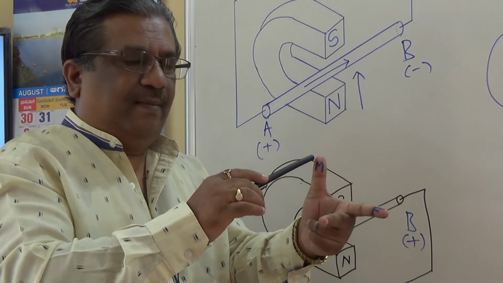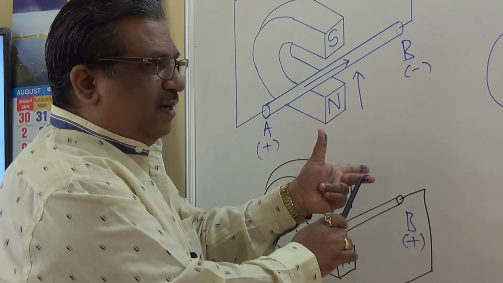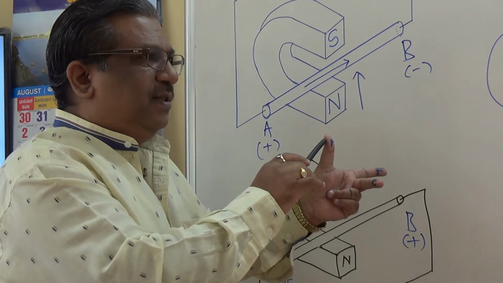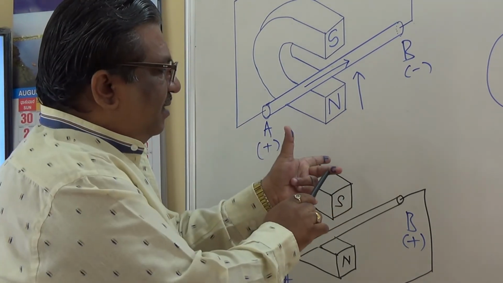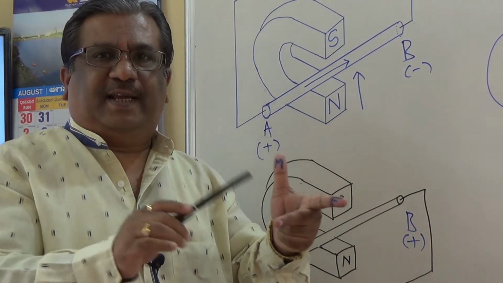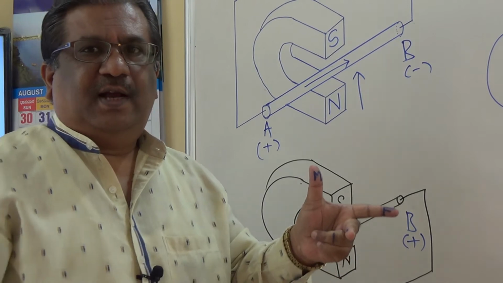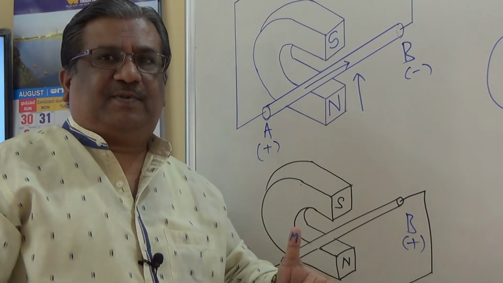Motion, thumb; field, index finger; current, middle finger. So MFC. I hope you have understood. Now, in order to understand Fleming's left hand rule, let us see.